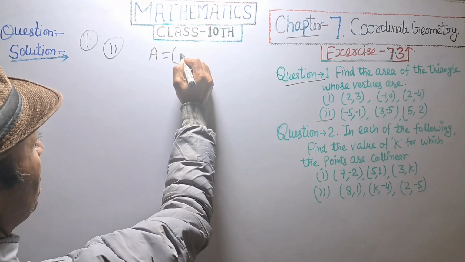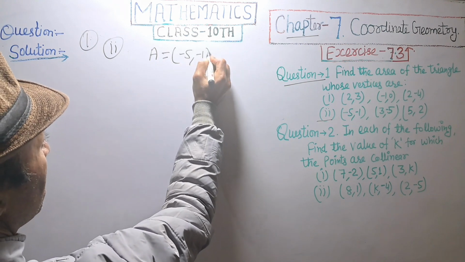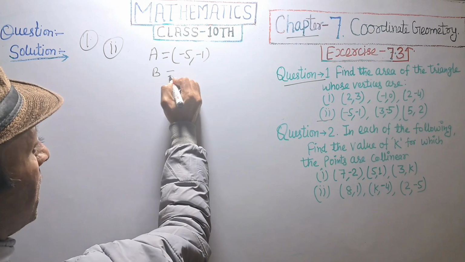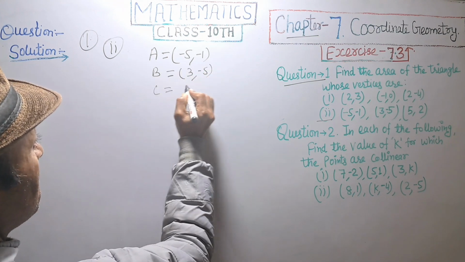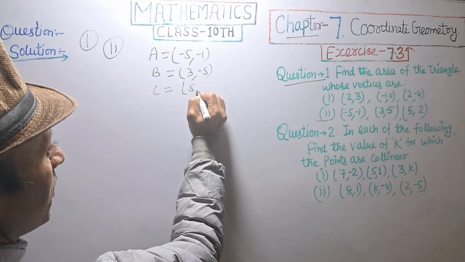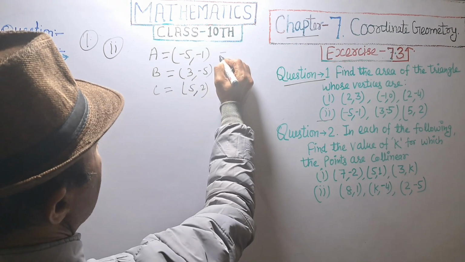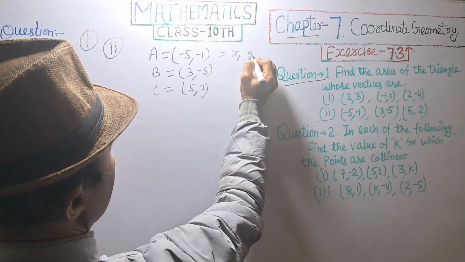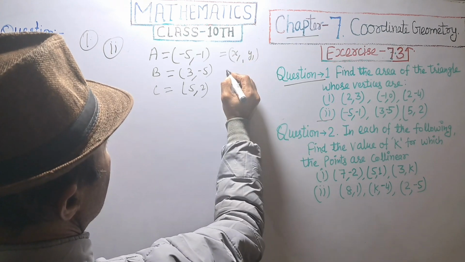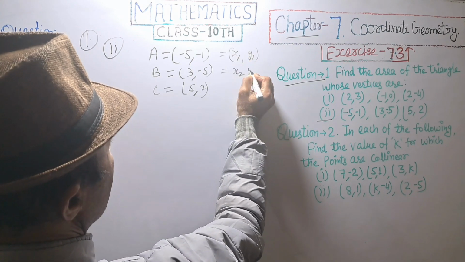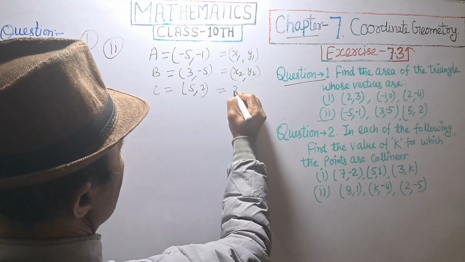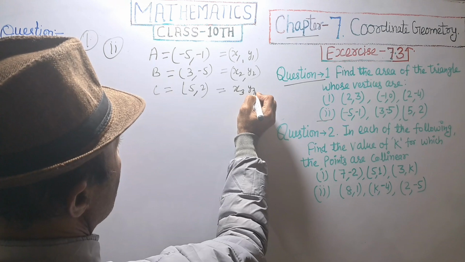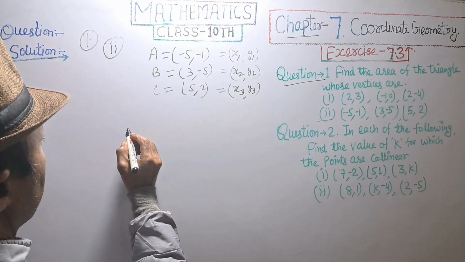A is equal to (-5, -1) and B is equal to (3, -5). C is equal to (5, 2). That is x1, y1, x2, y2, x3, y3.